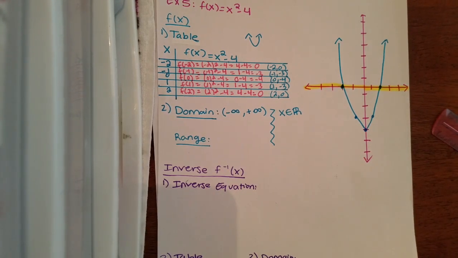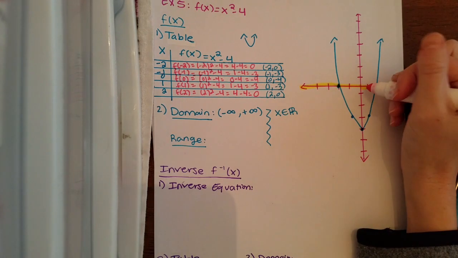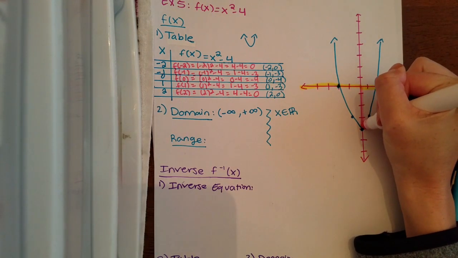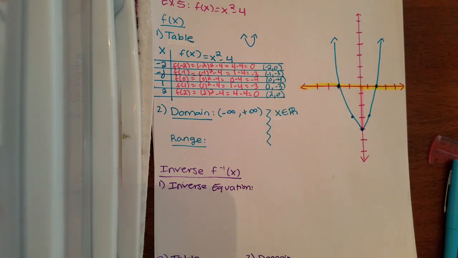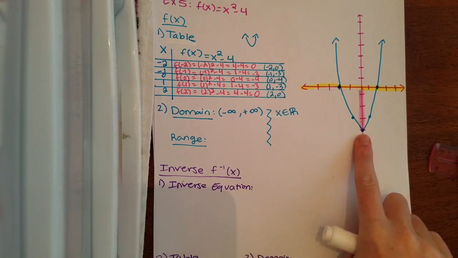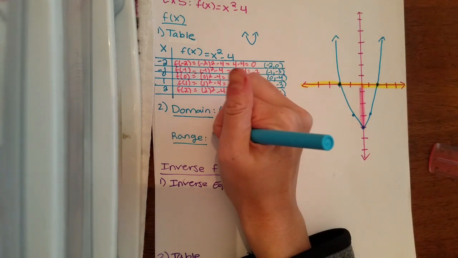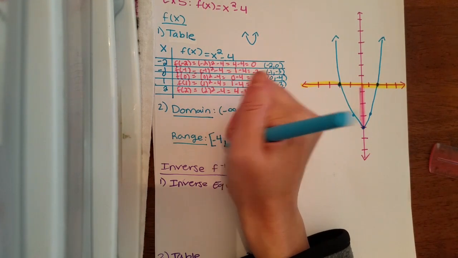Alright guys, so for the range, this involves the y-axis, so you ask yourselves, how low does it go? Well, it only goes down to there. Okay, that's as low as that graph will go. So the lowest y value on my graph is at -4, and it can equal -4, so we're going to put a bracket on that.